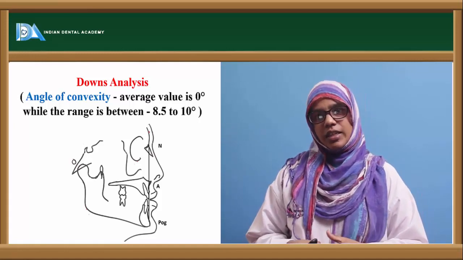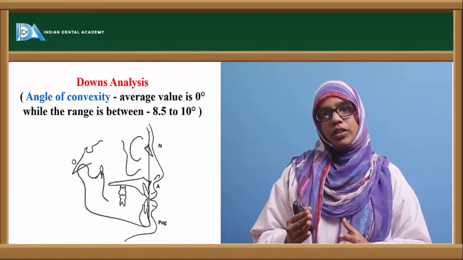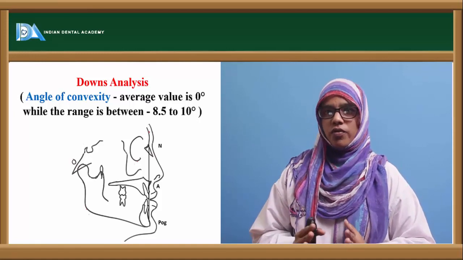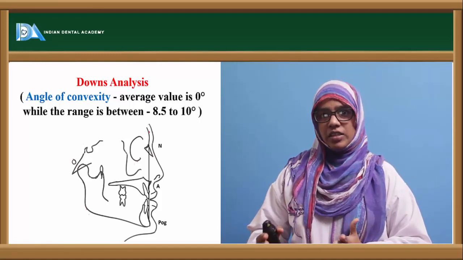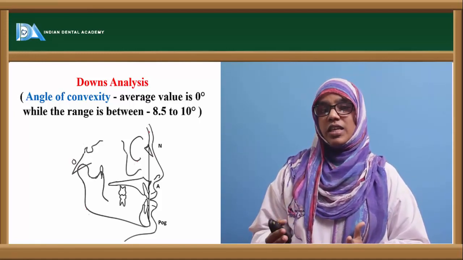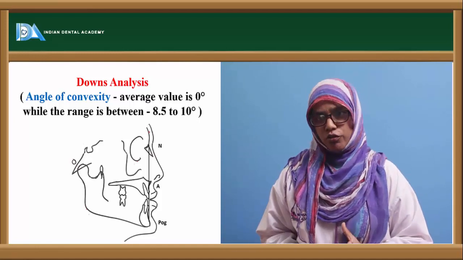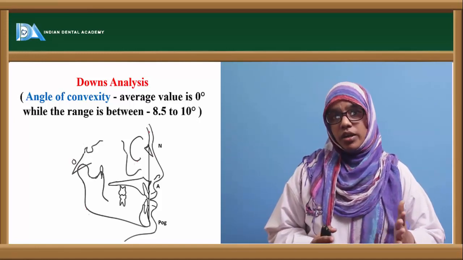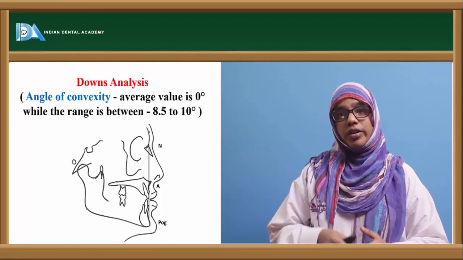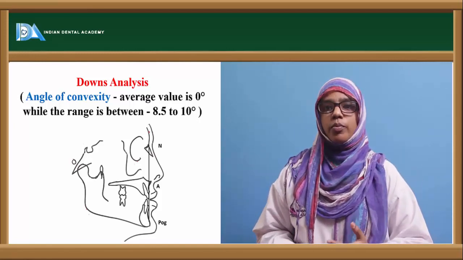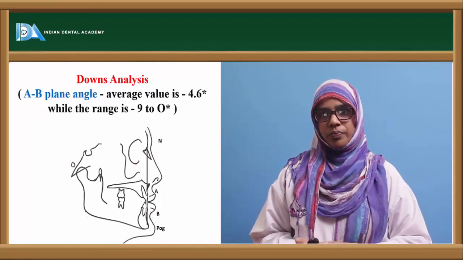Now this basically tells us whether the profile is concave or convex. If the angle increases, the profile is more convex, which is seen in case of bimaxillary protrusion. If the angle becomes more negative, that is the profile is more concave, which is seen in case of mandibular prognathism, that is class 3 occlusion.